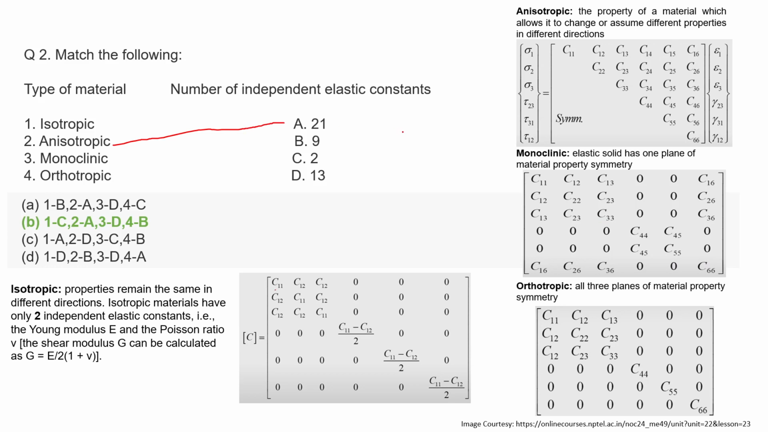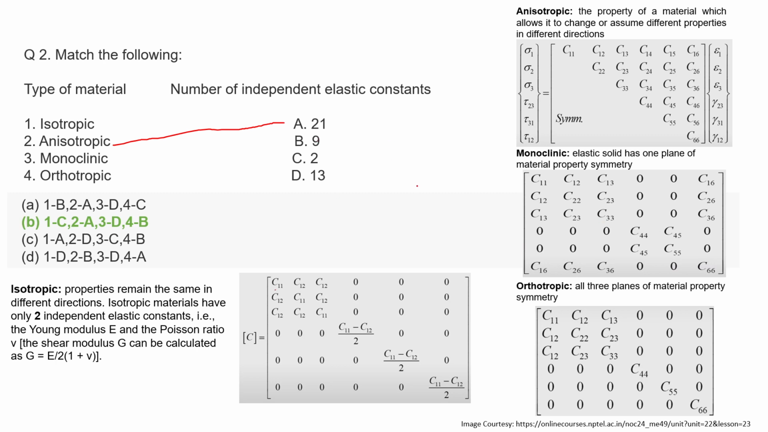Now, after anisotropic comes the condition of monoclinic. So monoclinic says that the elastic solid has one plane of material property symmetry. That is, suppose we had a material in which all 3 directions were independent, with no symmetry. Suddenly we consider one plane to be symmetric. So suppose the plane xy is the plane of symmetry. So in the z and z dash direction, all the properties will be similar. That is known as a monoclinic system. In the monoclinic system, the number of independent constants decreases further and becomes 13.